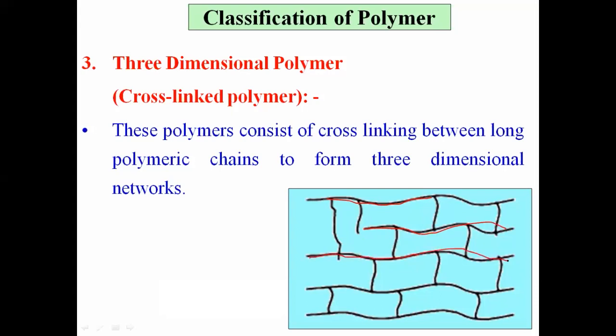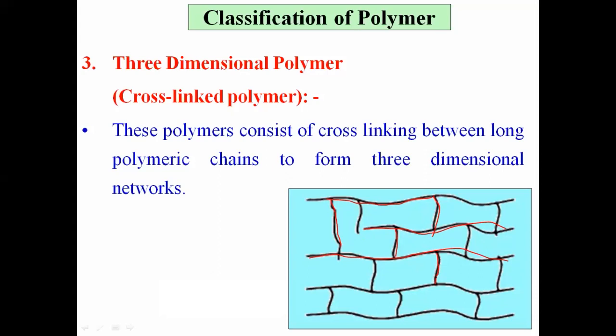Now, what happens here? There is a cross-linking. Here also there is a cross-linking. Here also there is a cross-linking. Thus, long polymeric chains are cross-linked with one another. And that structure looks actually cross-linked, and therefore it is called cross-linked polymer or three-dimensional polymer.